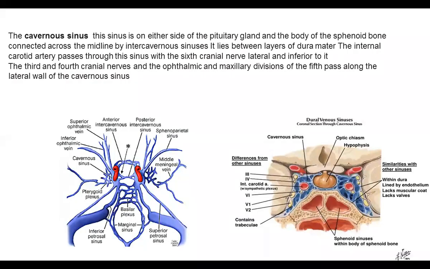Cavernous sinus. This sinus is on either side of the pituitary gland and the body of the sphenoid bone. They connect across the midline by the intercavernous sinus. It lies between layers of the dura mater. The internal carotid artery passes through this sinus with the sixth cranial nerve lateral and inferior to it. The third and fourth cranial nerves and the ophthalmic and maxillary divisions of the fifth pass along the lateral wall of the cavernous sinus.